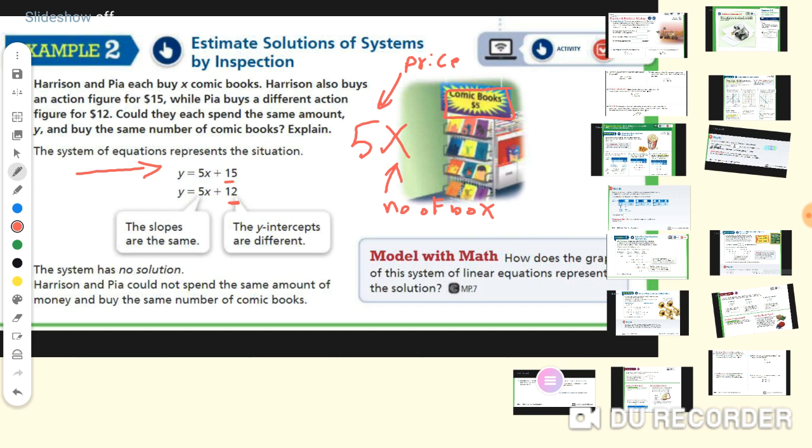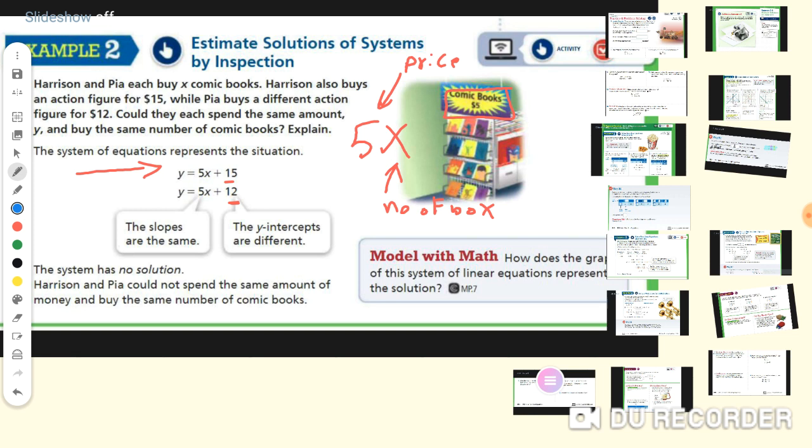Actually, no. No result. Because the first one, 5 comic books, second one, 5 comic books. First one, add 15, second one add 12. So how do they become equal? They will never equal each other. So I have no solution here. I consider it has no solution.